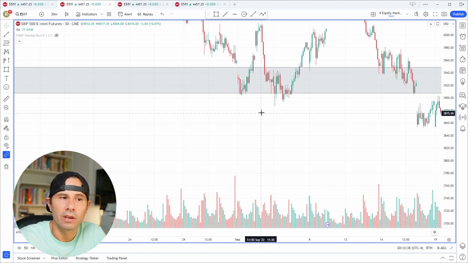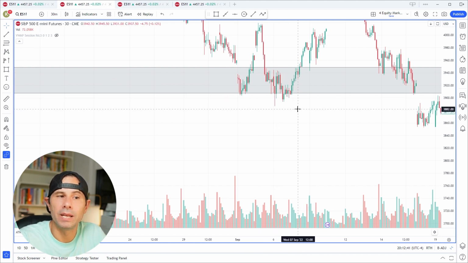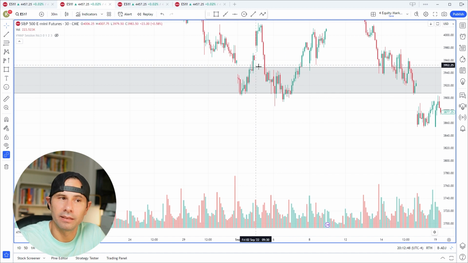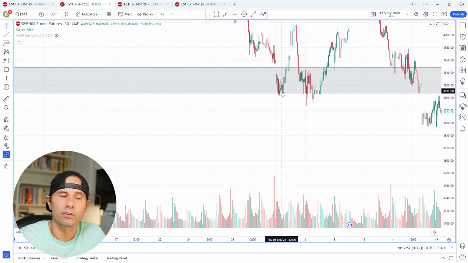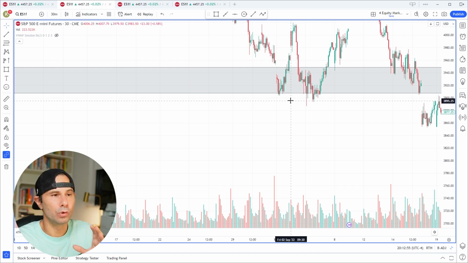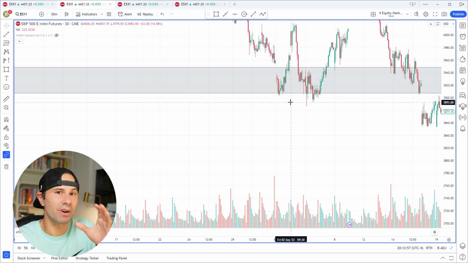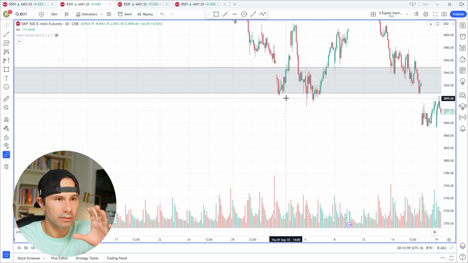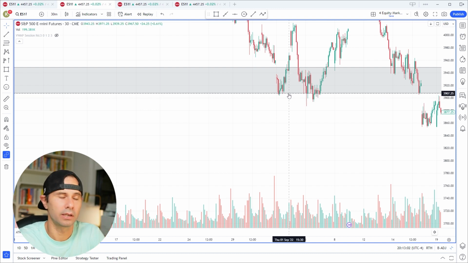Unless value is built up below here, I discard the area. But if prices come here and suddenly reject prices to the upside, I still think that this area is valid. So that's why it's very important to clarify that it's a key reference area. It's not that the stop has to be here. Okay, just to be clear.